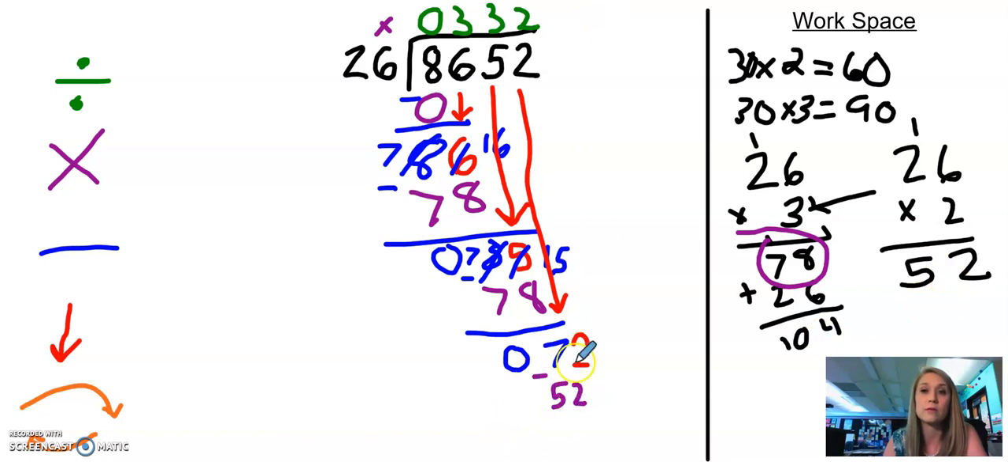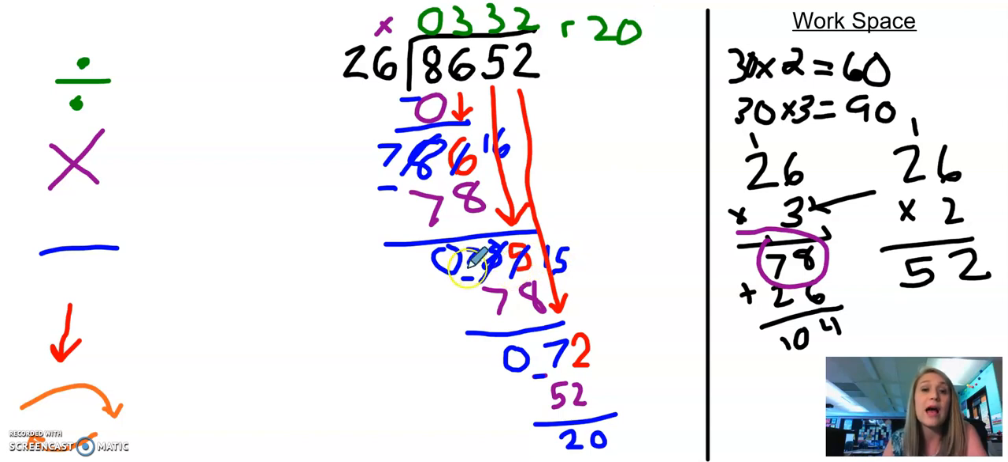Subtract 72 minus 52. 2 minus 2 is 0. 7 minus 5 is 2. So I have 20 left over because there's nothing else for me to bring down. So my answer is 332 with a remainder of 20.